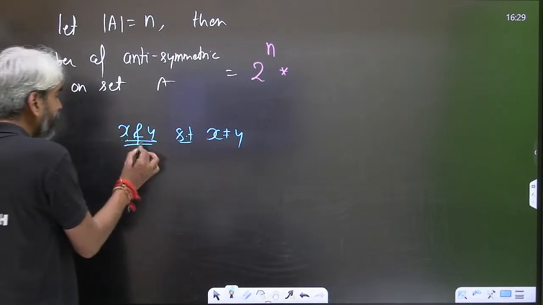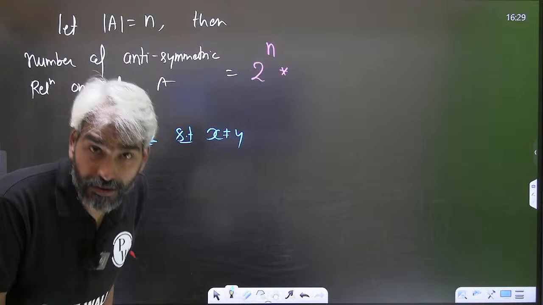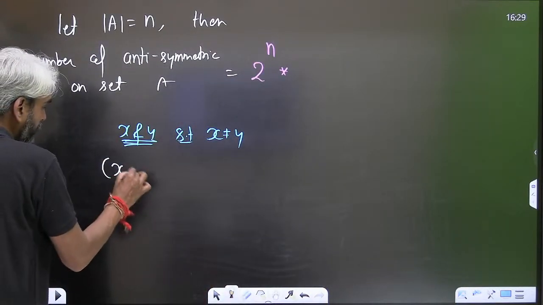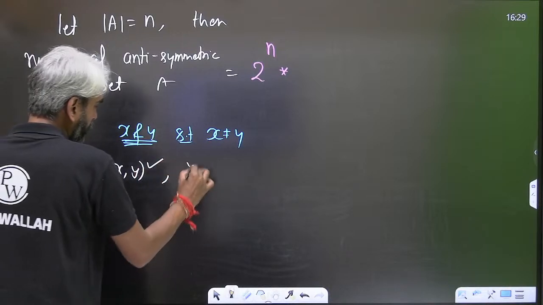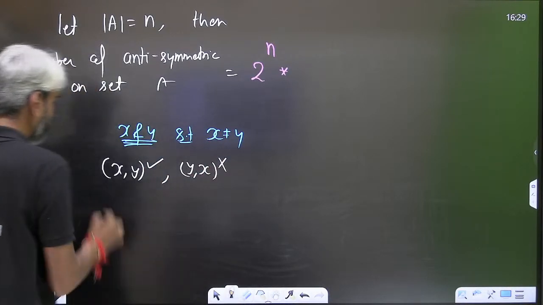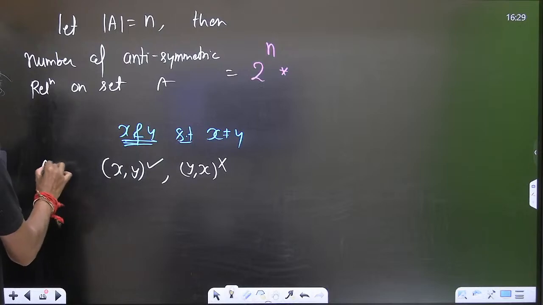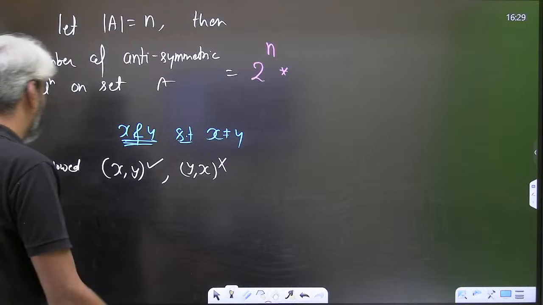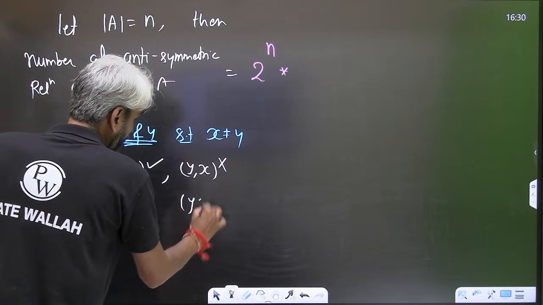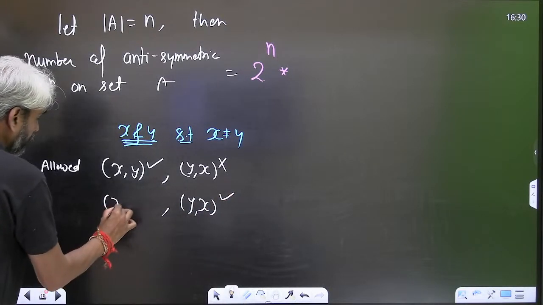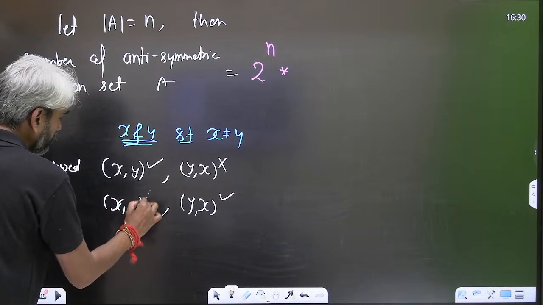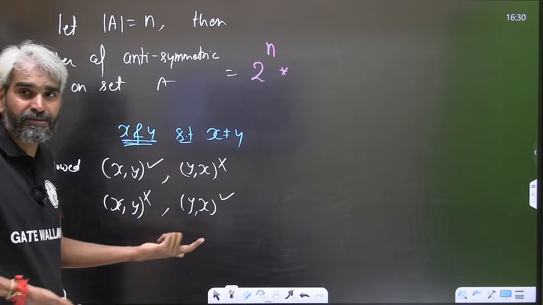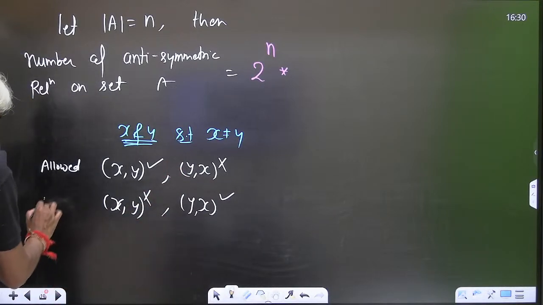So with respect to elements x and y, what are the things which are allowed in an anti-symmetric relation? The thing which is allowed is that x comma y is present in the relation, but y comma x is not present in the relation. So this is case 1, this is allowed. Similarly, y comma x is present, but x comma y is not present. So it's okay. If both are present, then only x should be equal to y. If one is present, another is not present, there will be no problem. So this is also allowed.